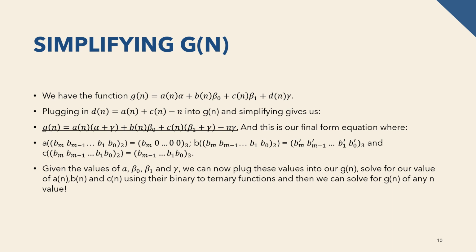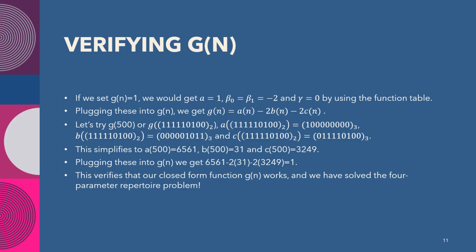So now we're just going to verify real quick that our G of n works. To find the alpha, beta 0, beta 1, and gamma values, we're just going to set G of n equals 1 as a test, which will give us alpha equals 1, beta 0 and beta 1 equal negative 2, and gamma equals 0. If we plug those into our closed form G of n, it simplifies down to G of n equals A of n minus 2B of n minus 2C of n.